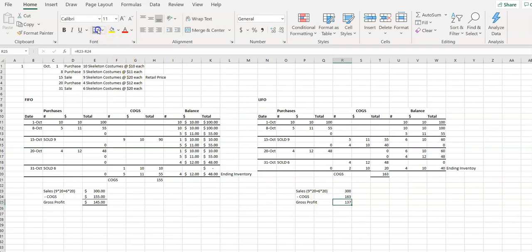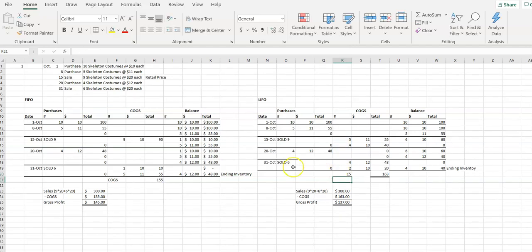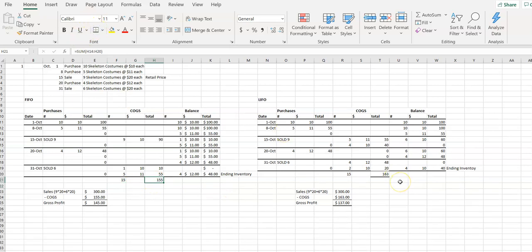All right, so some things I want you to realize when you're doing this is that the ending inventory and the number of units that you sold should be the same. All right, so I've got 4 units on my ending inventory, and then if I add up the number of units I actually sold, they should be the same. 15 units and 15 units. Okay, so those are both the same.